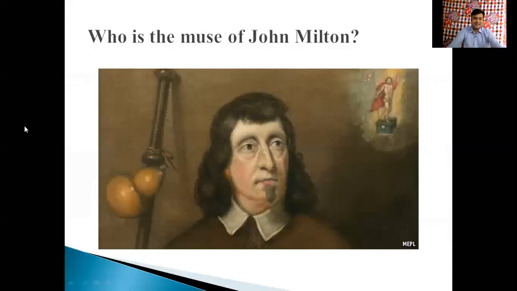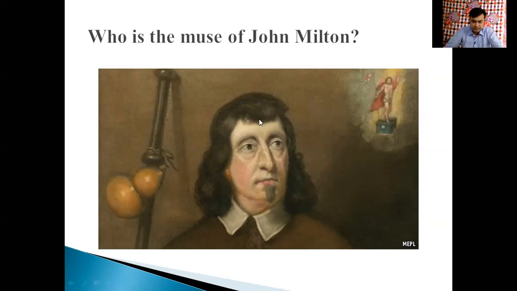Okay, then the question is: who is the muse of John Milton? This would be the central point of view of this lecture. Who is the muse of John Milton, and how did he invoke those things to the muse? If you have read P.B. Shelley's Ode to the West Wind, "O wild west wind, thou breath of autumn's being," when he was asking something, he is addressing something. A muse is the person who would hear the poet and try to help him or her.